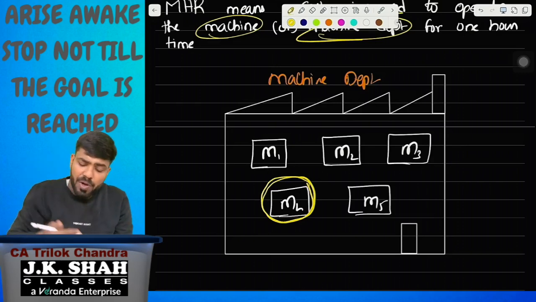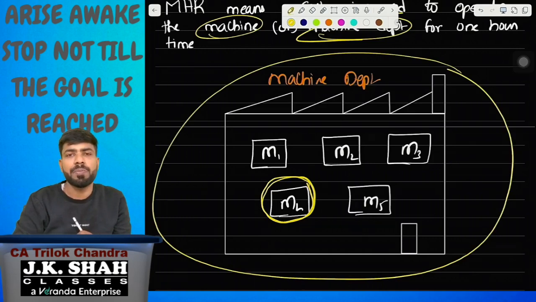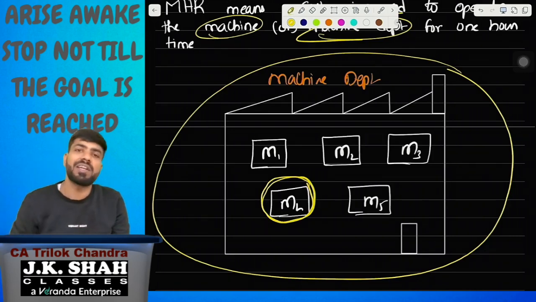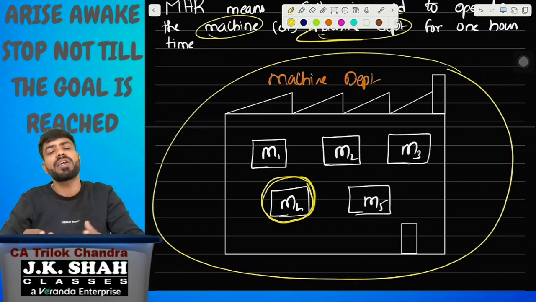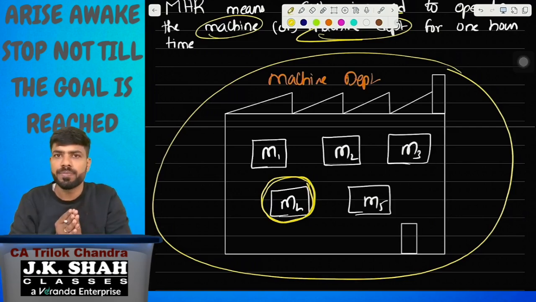Otherwise, what we can do is take the entire machine department. We take the total expense incurred for the machine department divided by operating hours, and we get the expense incurred to operate the machine department for 1 hour time. Clear? Either you can calculate for a single machine or you can calculate for the machine department. It depends on the information given in the question.